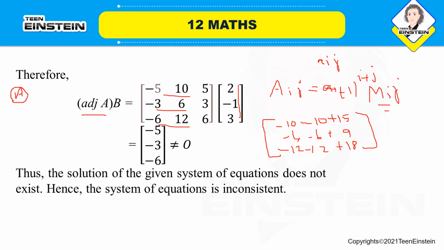Okay, if the product adjoint A and B is not equal to 0 means then the solution of the given system of equations does not exist. Solution does not exist. So what is our comment? Our comment is the system of equations is inconsistent. Okay, so if adjoint A into B is not equal to zero matrix means then the system of equations is inconsistent.